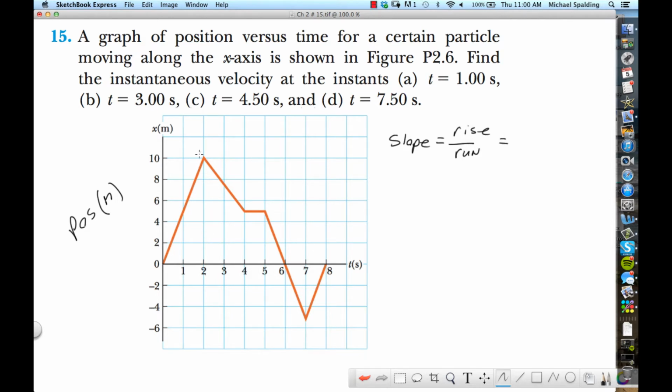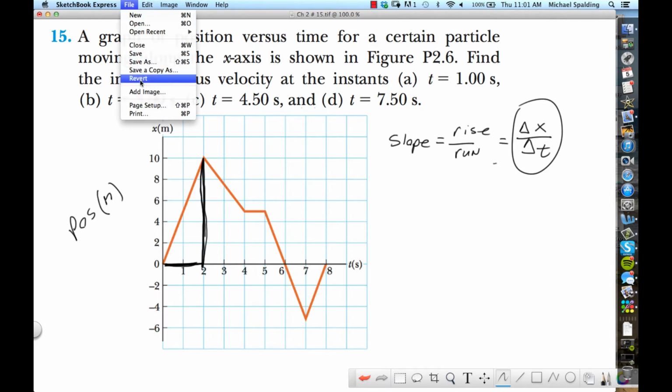So let's just look at this first segment right here. What is the rise for that first segment? Well, it's 10. But what is that rise? It's the change of position, right? It's the displacement. What's the run? The time. What's displacement over time? Velocity. So they're asking for us to find instantaneous velocity at these different times.